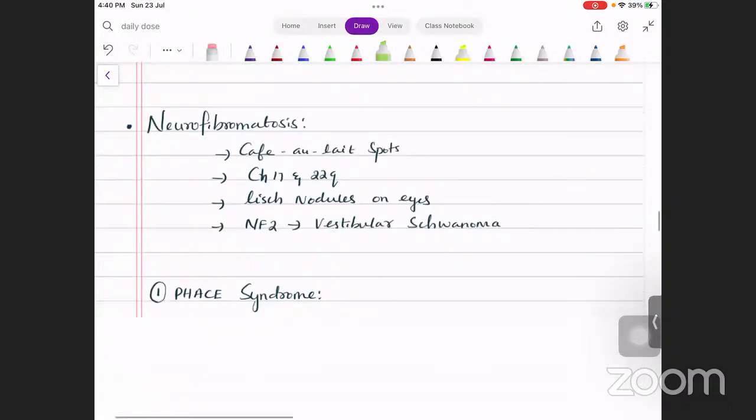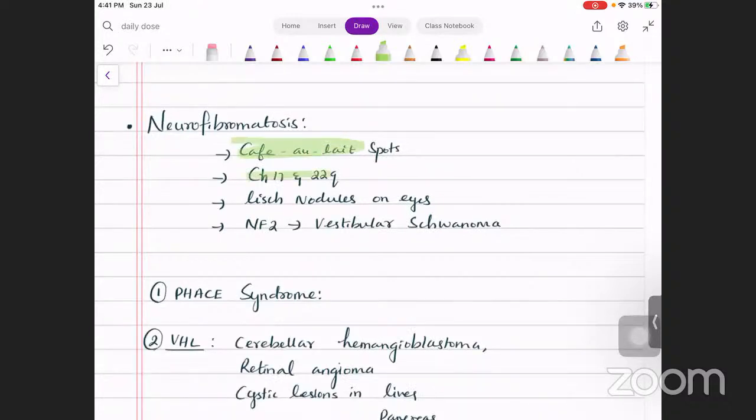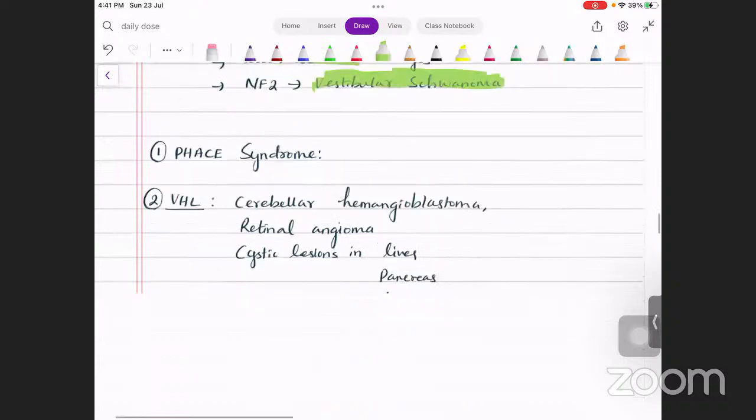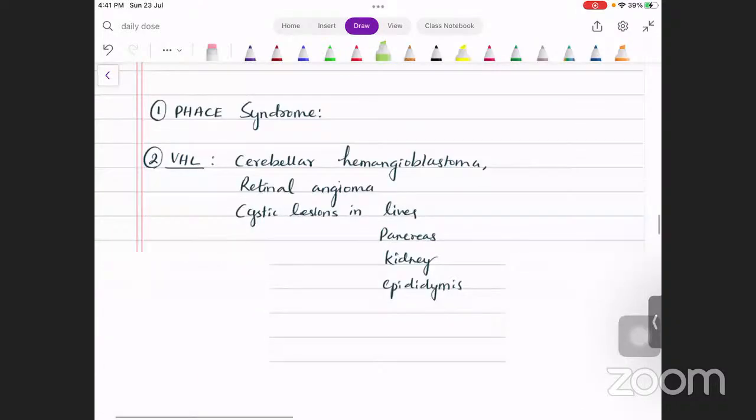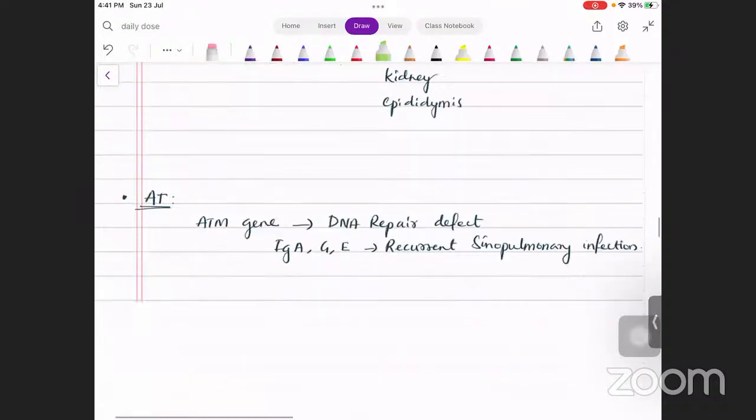Then you have neurofibromatosis: café-au-lait spots, chromosome 17 and 22q defect, Lisch nodules on the eyes. In NF2, you may see vestibular schwannoma. Then you have Von Hippel-Lindau disease: cerebellar hemangioblastoma, retinal angioma, and cystic lesions may be seen.